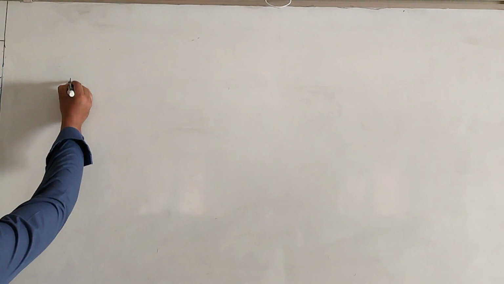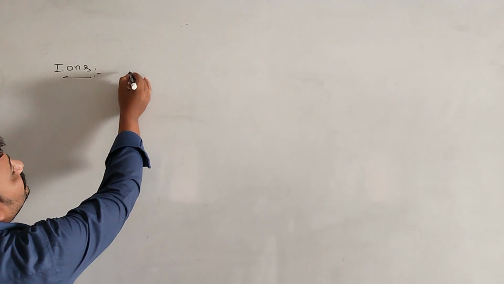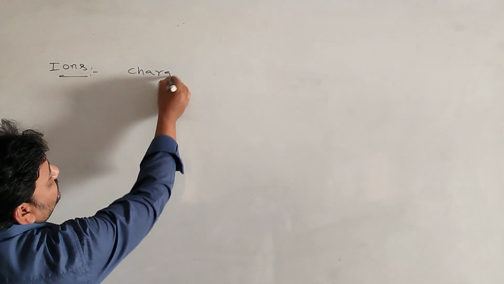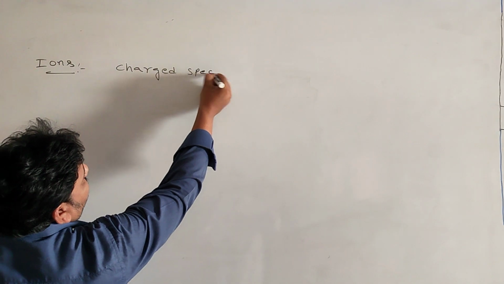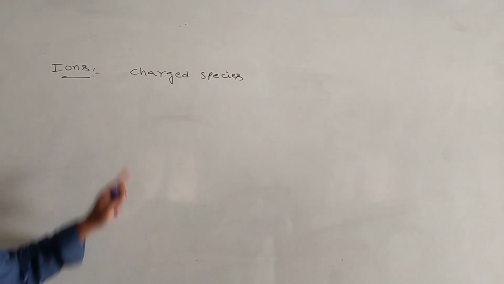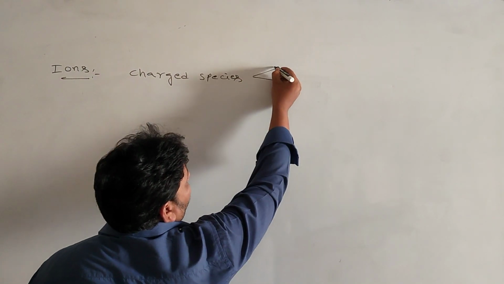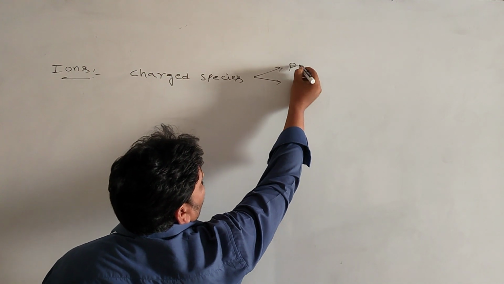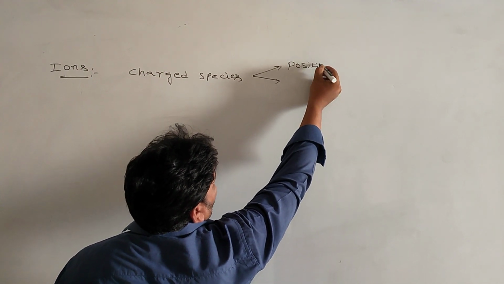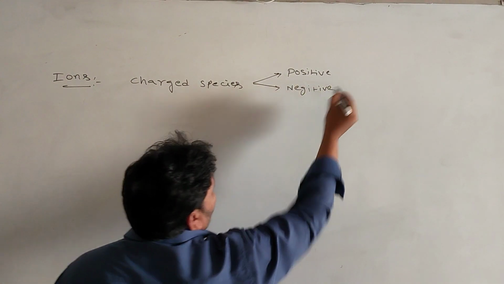Ions. Give the heading ions. Ions means charged species. Either positive charge or negative charge species are called ions. Ions are of two types. How many types are there? Two types. They are positive ions and negative ions.